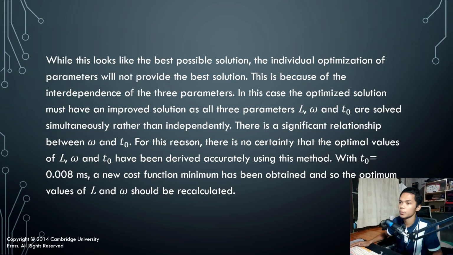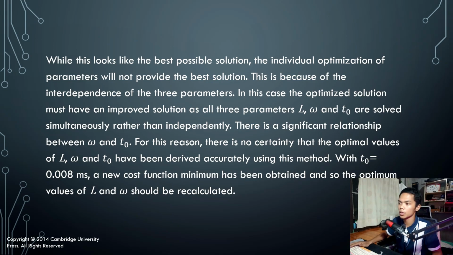While this looks like the best possible solution, the individual optimization of parameters will not provide the best solution. This is because of the interdependence of the three parameters. In this case, the optimized solution must have an improved solution as all three parameters L, omega, and t sub 0 are solved simultaneously rather than independently. There is a significant relationship between omega and t sub 0. So for this reason, there is no certainty that the optimal values of L, omega, and t sub 0 have been derived accurately using this method.